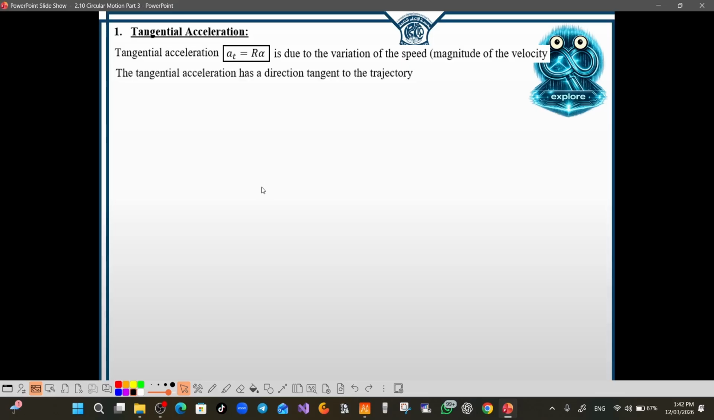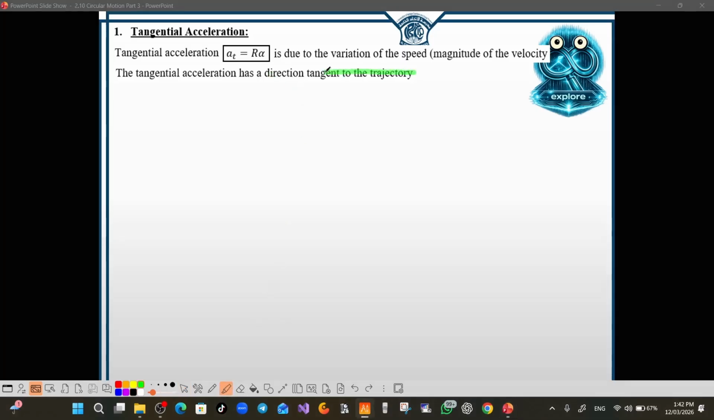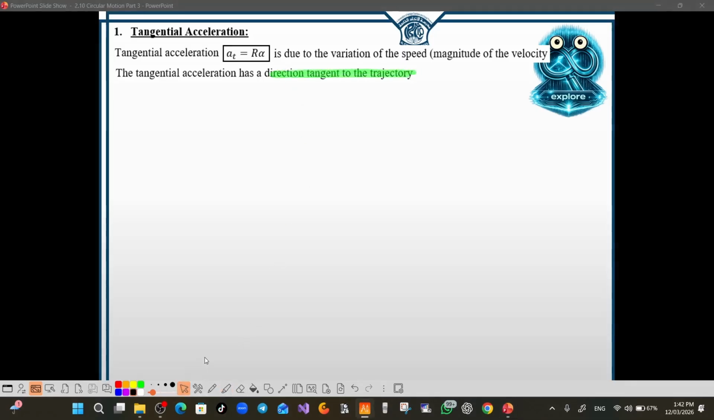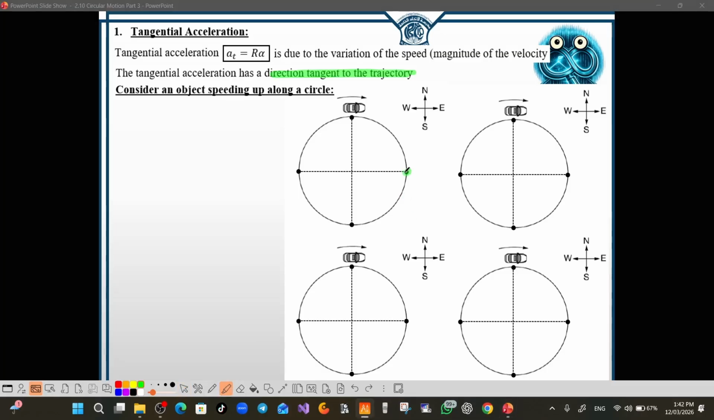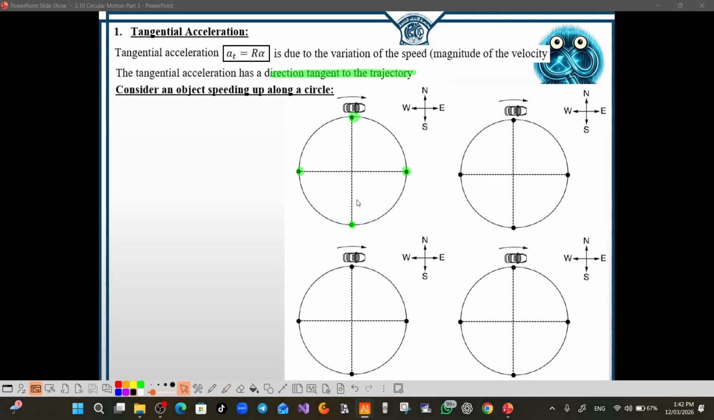The tangential acceleration has direction tangent to the trajectory, and this is very, very important. Whenever this kind of acceleration exists, its direction will be tangent to the trajectory. So let's do the two cases. In the first case, the object is moving around the circle and is speeding up. And let's assume in this scenario that the direction of motion is clockwise. We're going to consider these points to determine the direction of velocity, tangential acceleration, and centripetal acceleration.